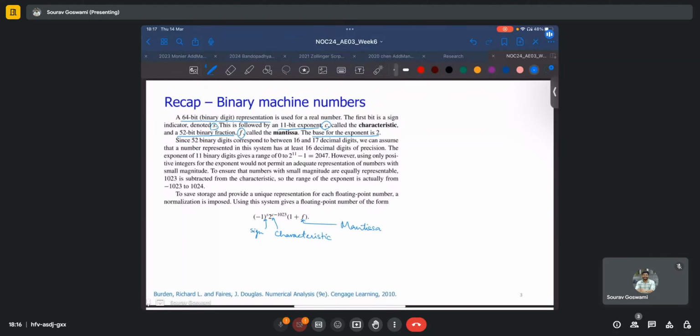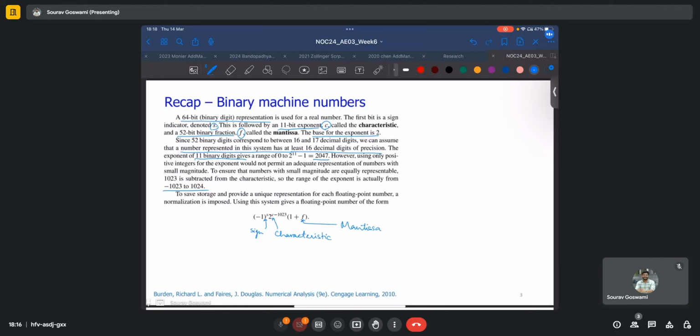Now, because of the way in which these binary machine numbers are designed, it is reasonable to assume that any real number represented in the system has at least 16 decimal digits of precision, which is very precise, but maybe not enough, as we'll see. And the exponent, which is made up of 11 binary digits, also gives us a range of 0 to 2 power 11 minus 1, which is the range of 2047 numbers. However, to ensure that we are able to adequately represent the negative numbers as well, the exponent is actually ranging from minus 1023 to 1024.